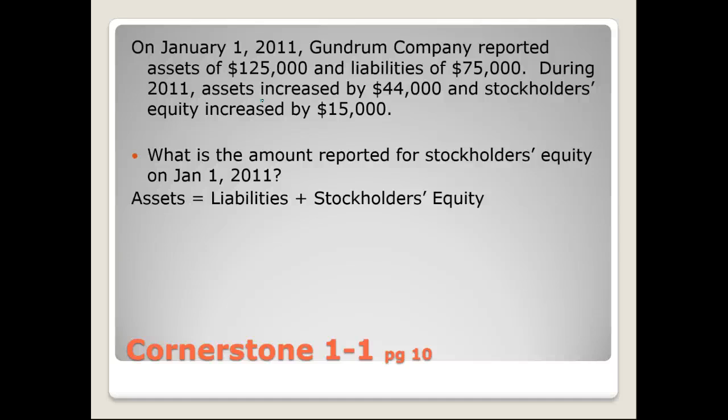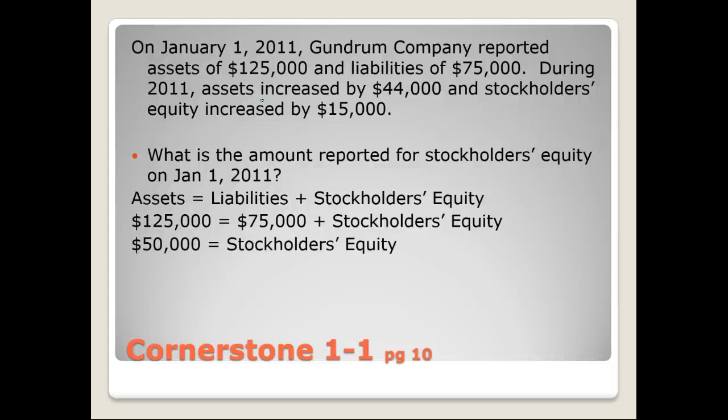Okay, let's focus on the first one. We know at the beginning of the year that assets equals liabilities plus stockholders' equity, and assets were $125,000 and liabilities were $75,000. If we plug those into the equation, we find that stockholders' equity was $50,000 because obviously we subtracted the $75,000 from both sides.